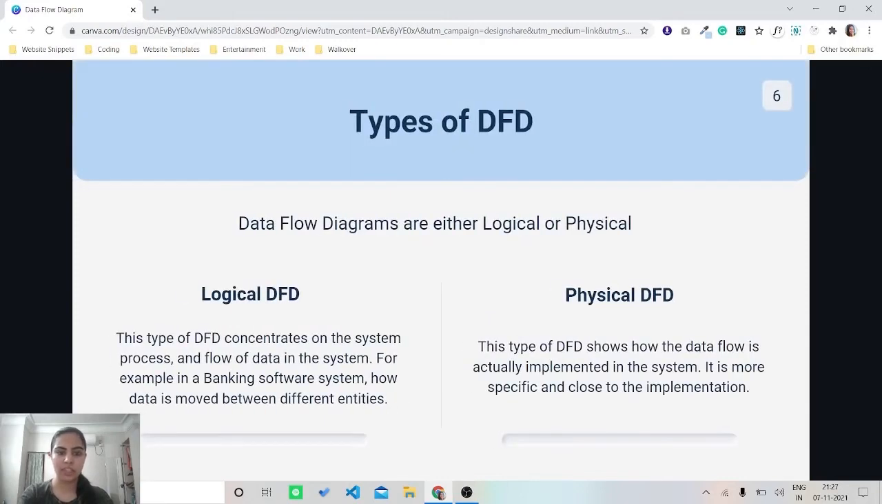Types of DFD. Data flow diagrams are either logical or physical. Logical DFD. This type of DFD concentrates on the system process and flow of data in the system. For example, in a banking software system, how data is moved between different entities. Physical DFD. This type of DFD shows how the data flow is actually implemented in the system. It is more specific and close to the implementation.